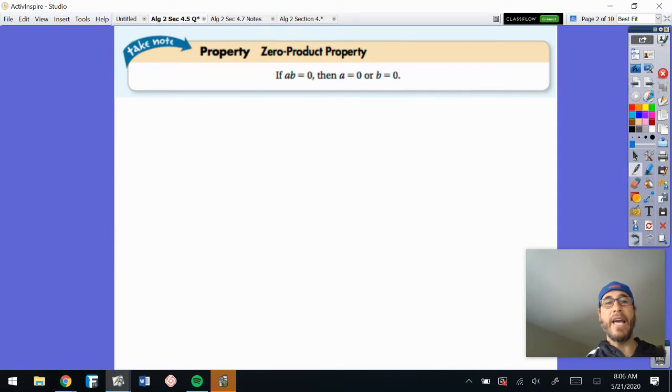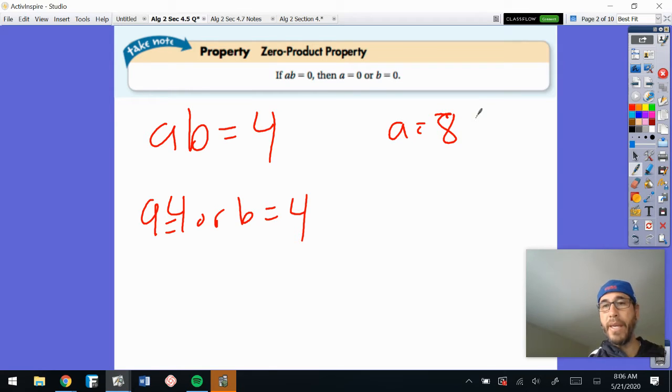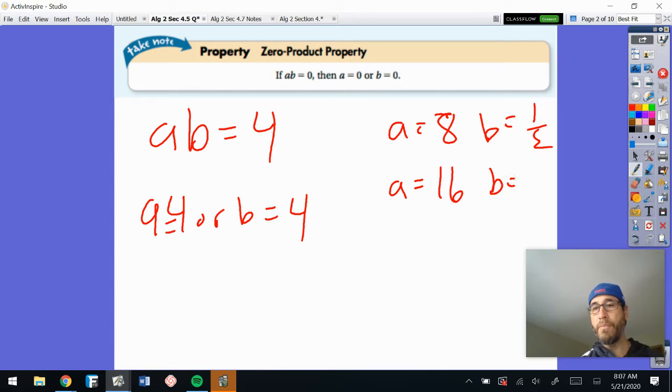Now, taking it a step further, let's say we had A times B equals 4. Would that mean A is 4 or B is 4? No, it doesn't, because A could be 8 and B could be a half, and that would give me 4 if I multiplied those two things together. There's actually an infinite amount of possibilities you could come up with in that scenario. For example, A could be 16, which means B would be 1/4. They both could be negative. Oh my gosh, the possibilities are endless.